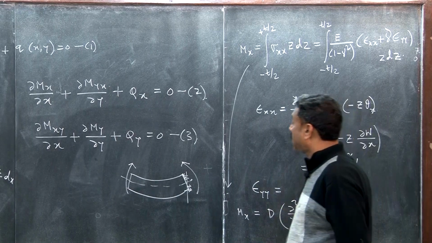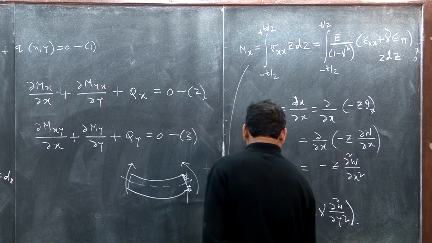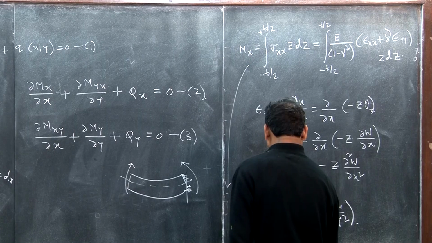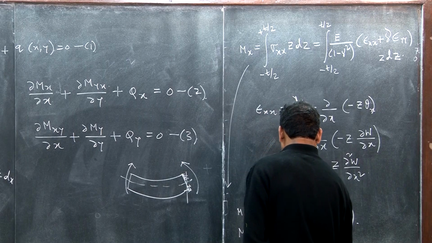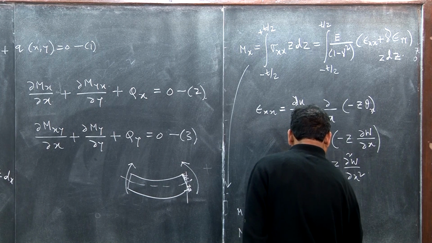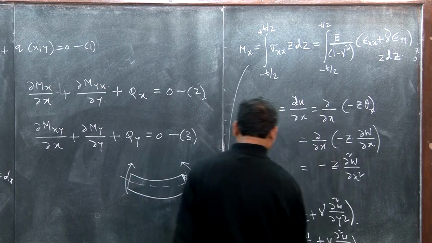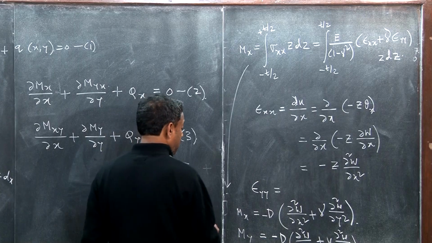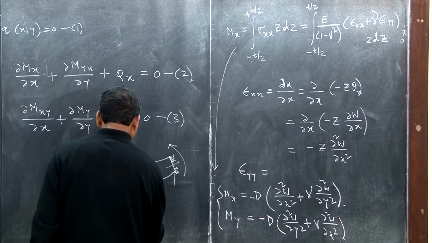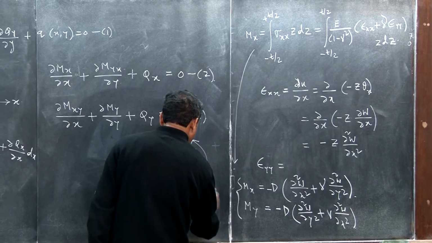This is the bending moment curvature relationship, and then similarly you will get My is minus D into d2w/dy2 plus mu into d2w/dx2. Please note that there might be some inconsistency in terms of sign. Then Mxy will be 1 minus nu into d2w/dx dy. So you see that.